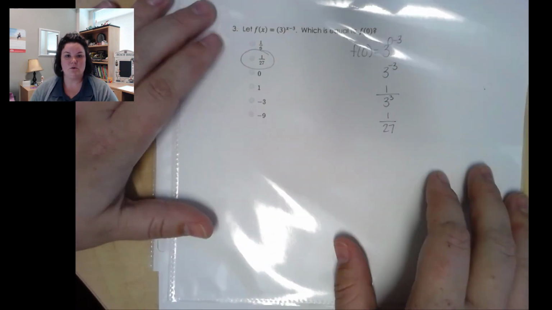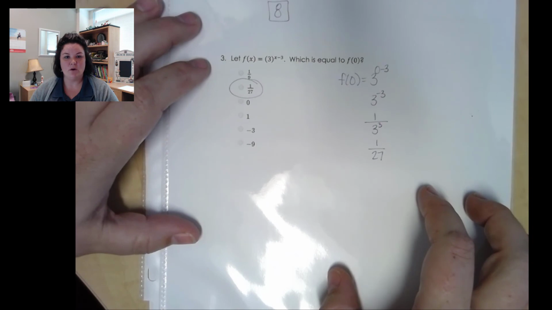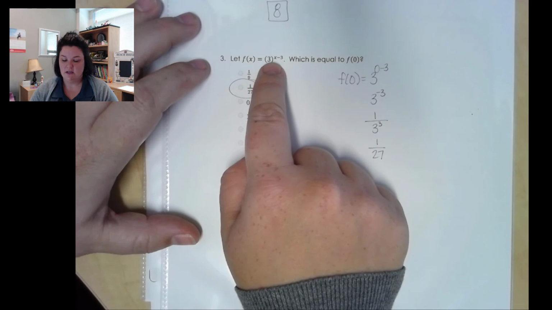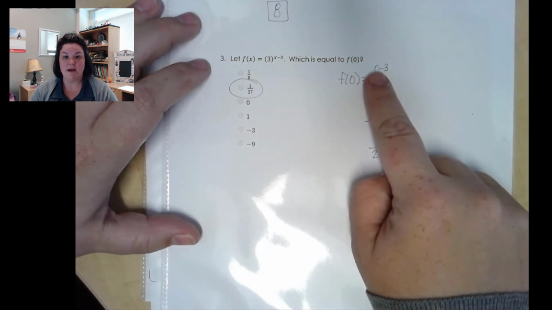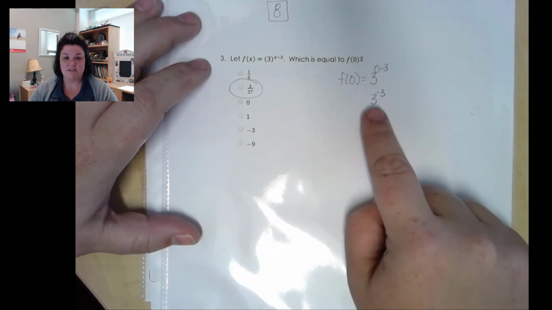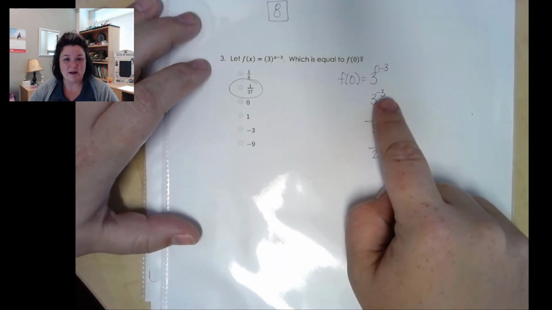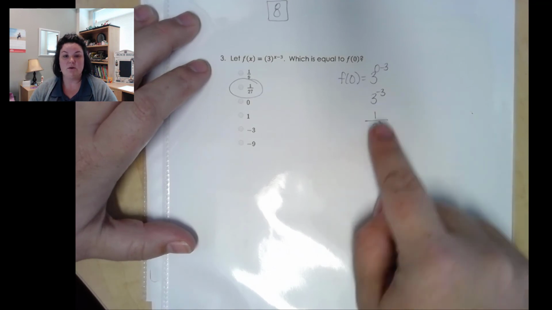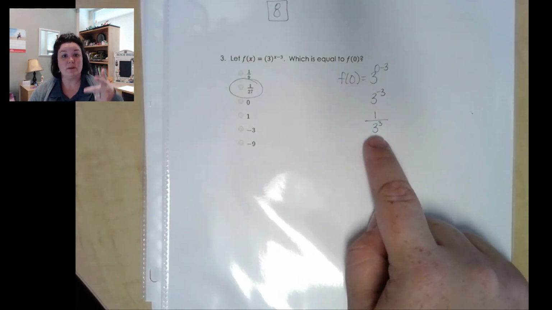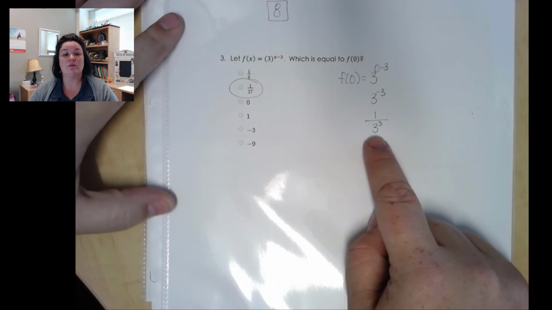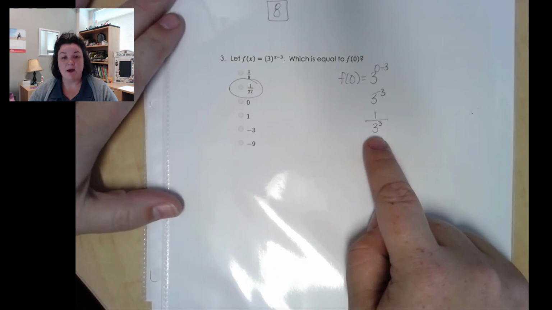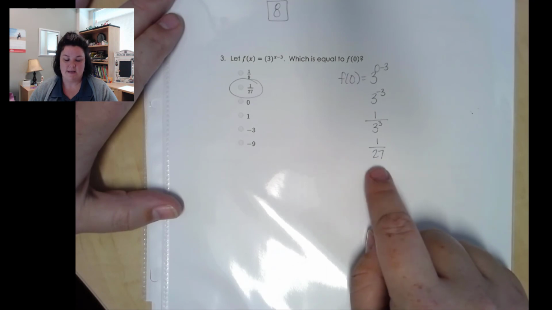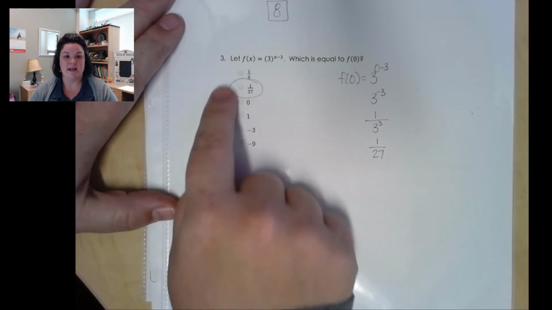Number 3 wants us to know which of these is equal to f of 0. So we're taking 0, plugging it into our function where we see our x. So that gives us 3 raised to the 0 minus 3 power. So that gives us 3 to the negative 3 power, right? And we can't evaluate this until we get rid of that negative exponent. So we're going to go ahead and move it across the fraction line or flip it, which gives me 1 over 3 cubed. And now that I have a positive exponent, I can go ahead and simplify that to 1 over 27. Okay, so the second option was my answer.